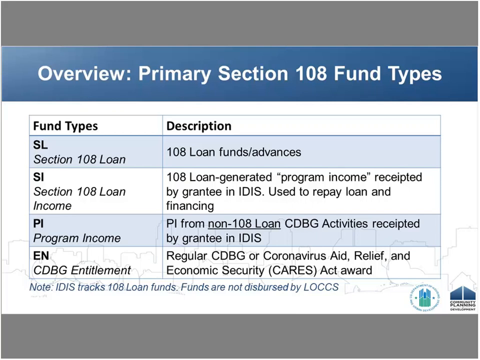Please note that the funds may be tracked in IDIS, but you will not actually see disbursements from LOCCS. As we get into the repayment and setting up of the funding of activity, we will go through that again. But this is tracking the financial transactions. It's not actually moving any funds. All the funds in this program are moved directly between the Bank of New York and the borrower, with the exception of use of CDBG, EN, and PI funds. Those would be more of a regular CDBG activity, not necessarily a 108 specific activity, but we will discuss that when we get to the repayment section.